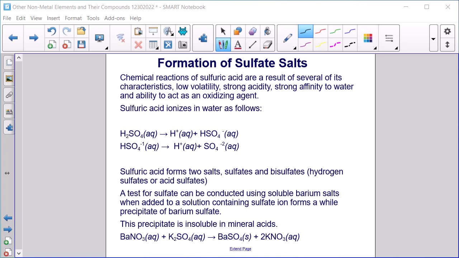A test for sulfate can be conducted using soluble barium salts, which, when added to a solution containing sulfate ion, form a precipitate of barium sulfate. You can see that here. So I have a potassium sulfate, and aqueous barium nitrate will form a solid precipitate of barium sulfate. This precipitate is insoluble in mineral acids.